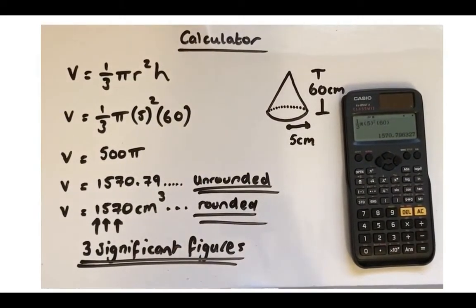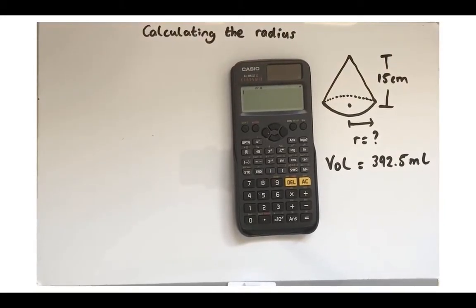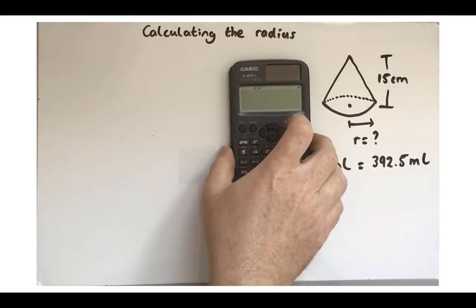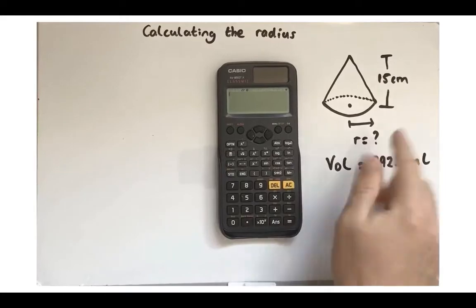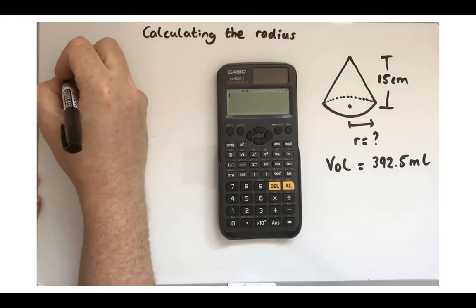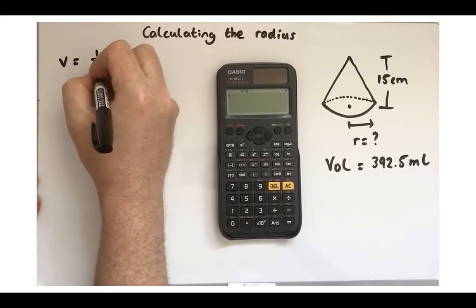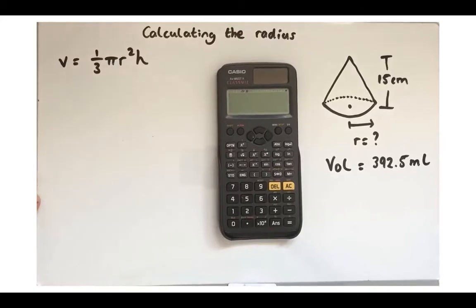Now the next one that we're going to work through is going to ask you to calculate the radius given the volume. The height in this case is 15 centimetres. The radius we don't know, but the volume will be given in millilitres. The formula remains a third pi r squared h.